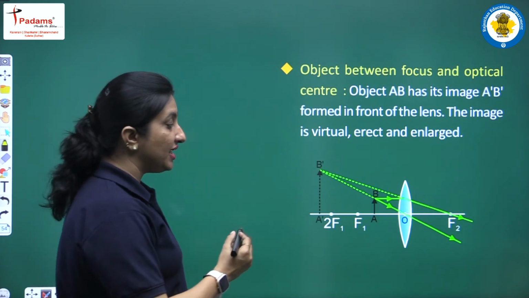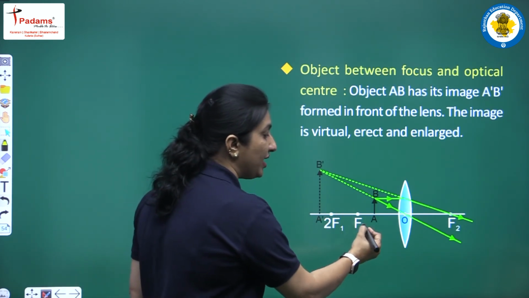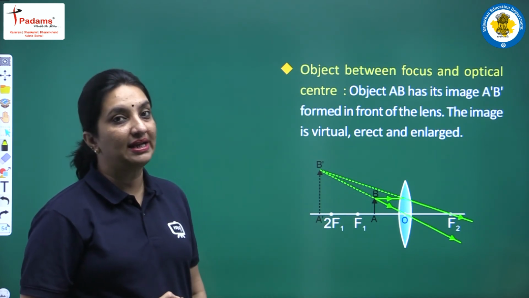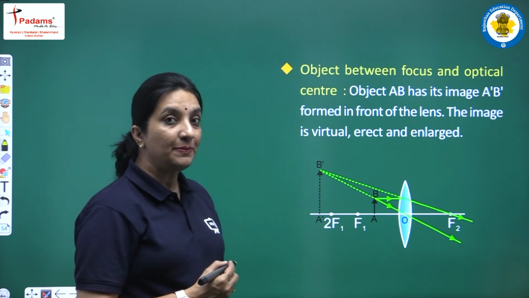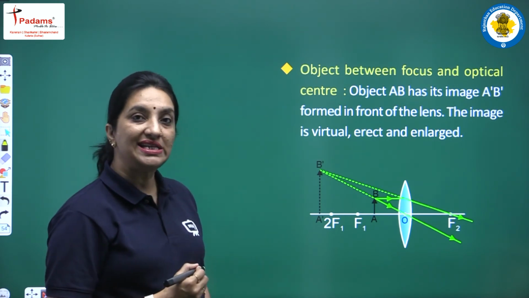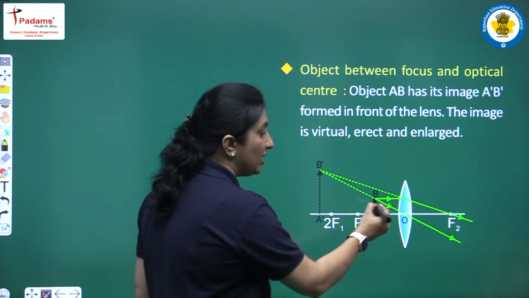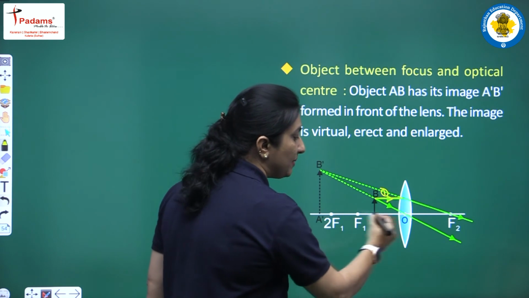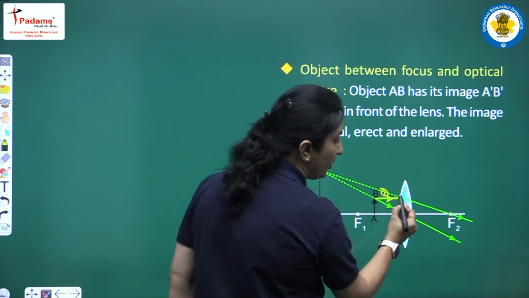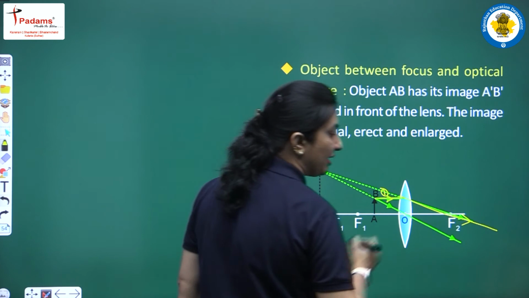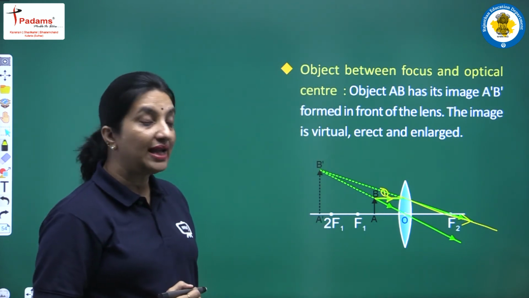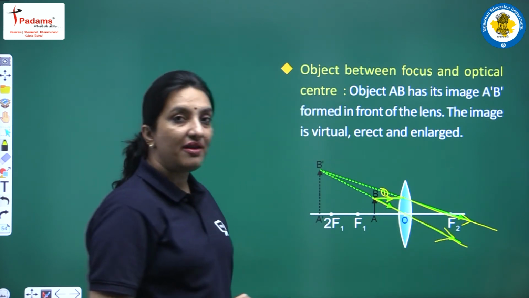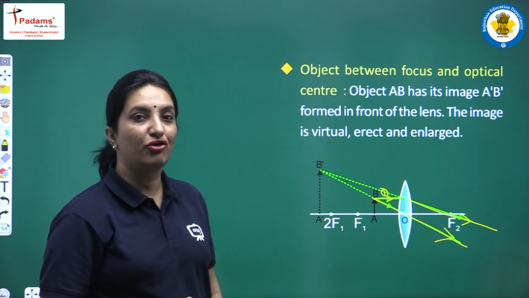Now the sixth position is when the object is placed between F1 and O, that is the first principal focus and the optical center. Now again we will see how the image is formed. We will again take two rays of light. Now this is, say, the first ray of light. It is incident parallel to the principal axis, so it will move through the second principal focus, and the ray of light which will pass through the optical center will move undeviated after refraction through the convex lens.